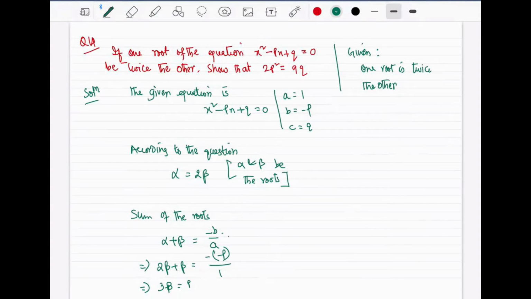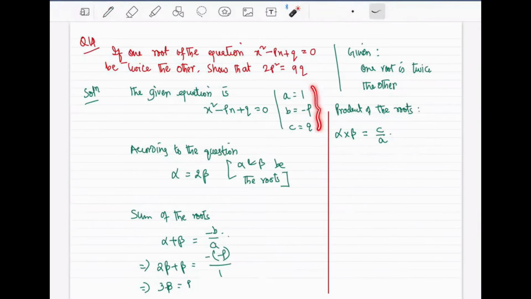Now calculate the product of the roots. The product of the roots, alpha into beta, what will it be? It will be c by a, right? Like we have done before. You can replace alpha with 2 beta, and c and a with the respective values we have found. So alpha is replaced with 2 beta, into beta equals c replaced with q, a replaced with 1. 2 beta into beta is twice beta square, equal to q by 1, which is q.